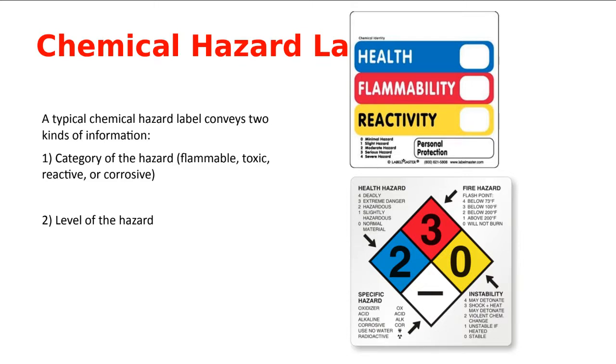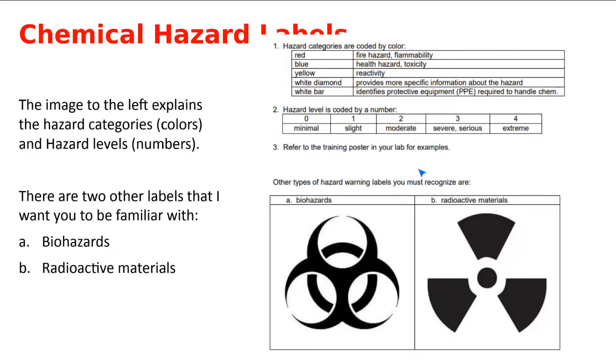And so if we think about the level of a hazard, then you might consider what that means, right? 0 is minimal, 1 is slight, 2 is moderate, 3 is severe, and 4 is extreme hazard. Okay? So that covers the hazard communication of the bar label and the diamond label.